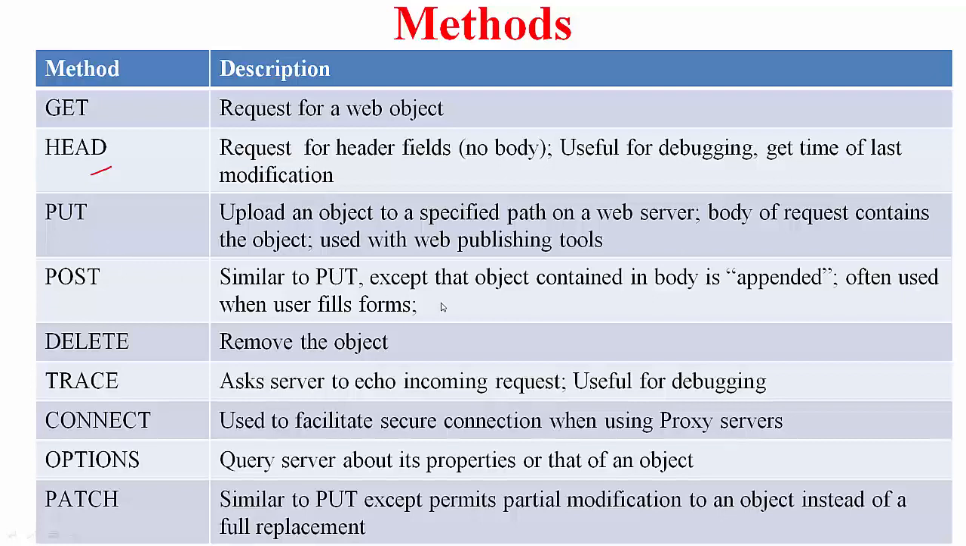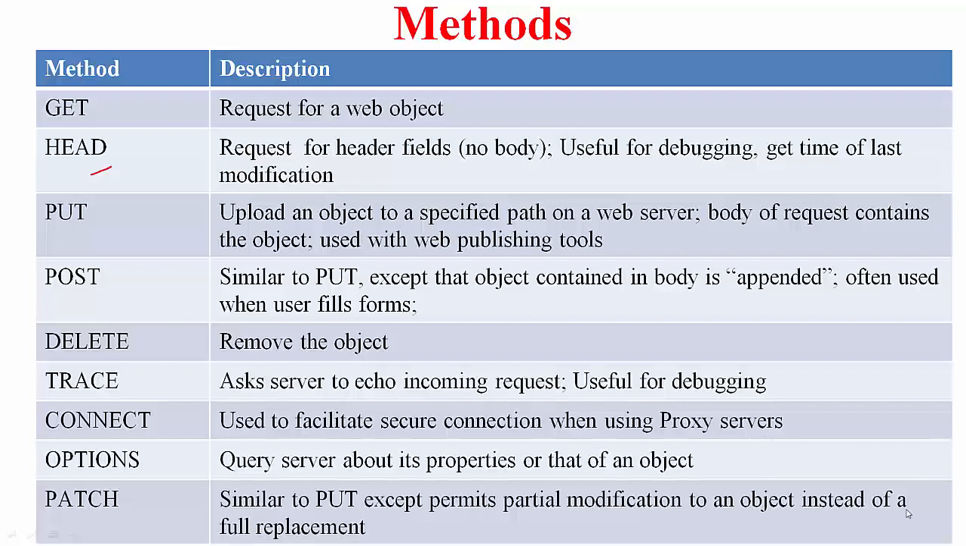POST is similar to PUT, except that the object contained in the body is appended. In PUT you kind of overwrite, whereas in POST you append it. So POST is used, for example, when you are posting a message to a news group. So this message is appended to the entire messages of the news group. The method DELETE will remove the object specified. The method TRACE asks the server to echo back the incoming request. Again, this is used for debugging. CONNECT is a very recently added method which is used to facilitate secure connections when using proxy servers.